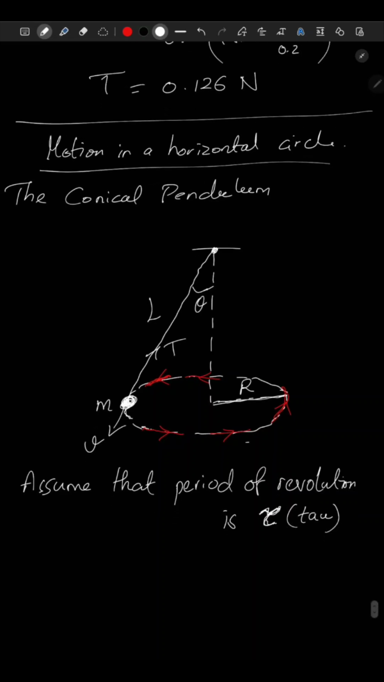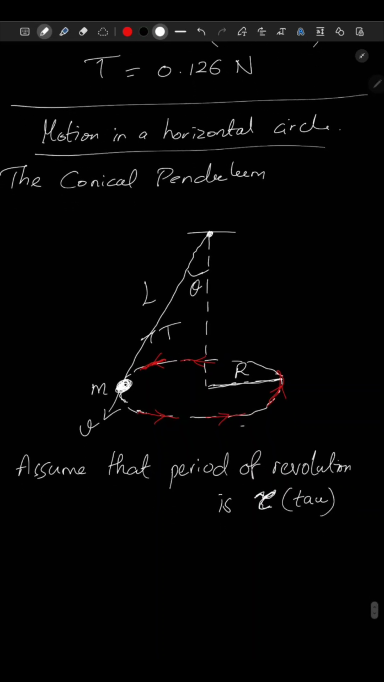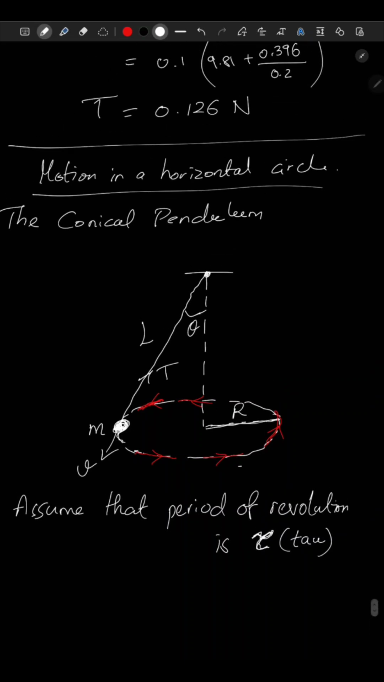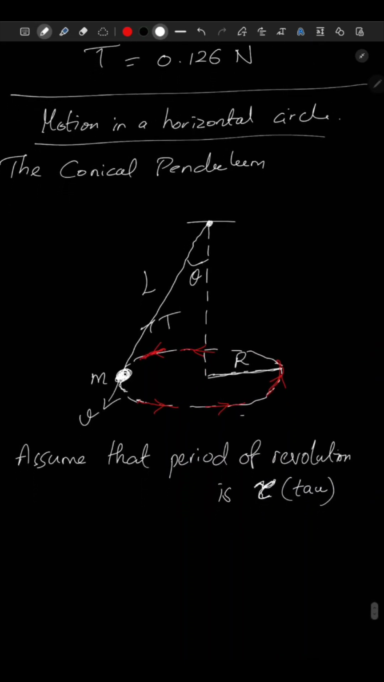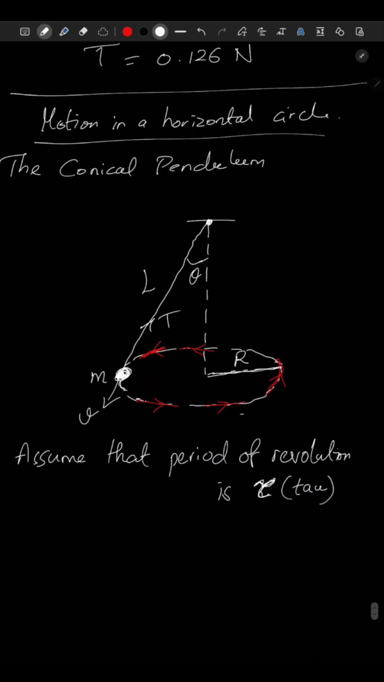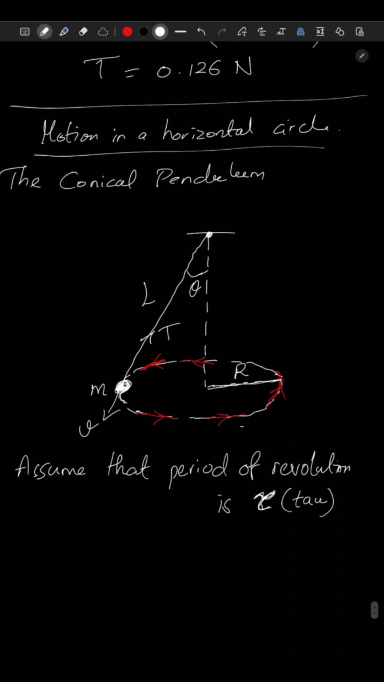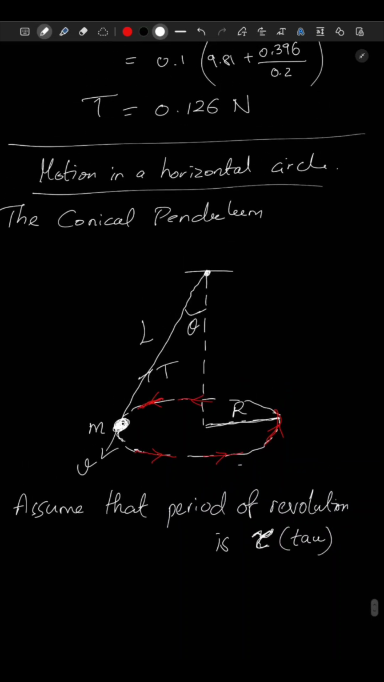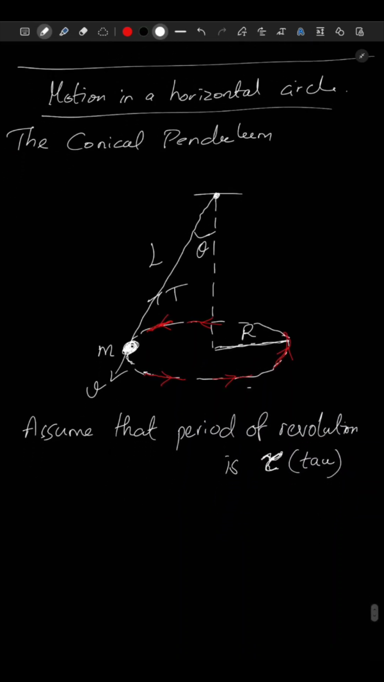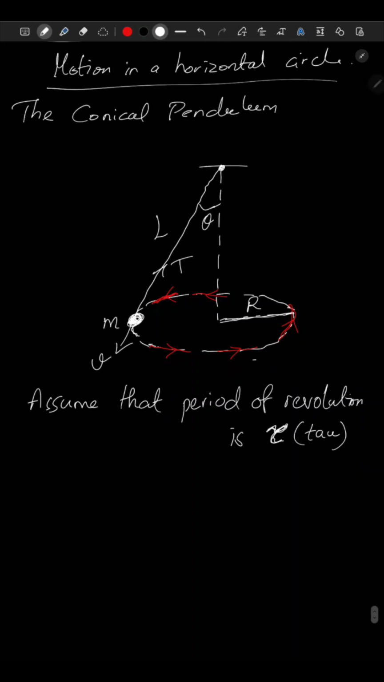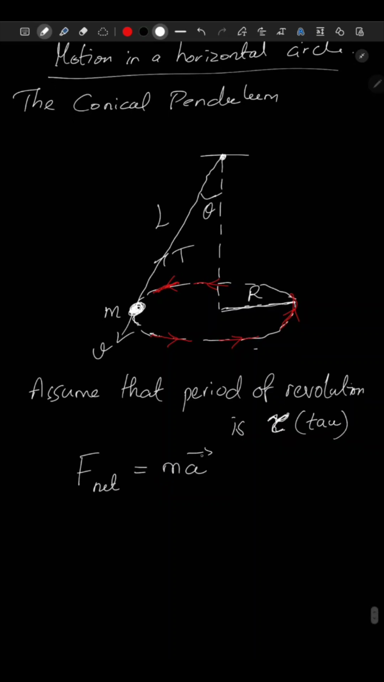Okay, the period of revolution is given by tau. So now we have to find the tension in the rope and the angle theta. Now we assume that Newton's second law is applied over here. So the net force is mass times acceleration, which is the centripetal acceleration.